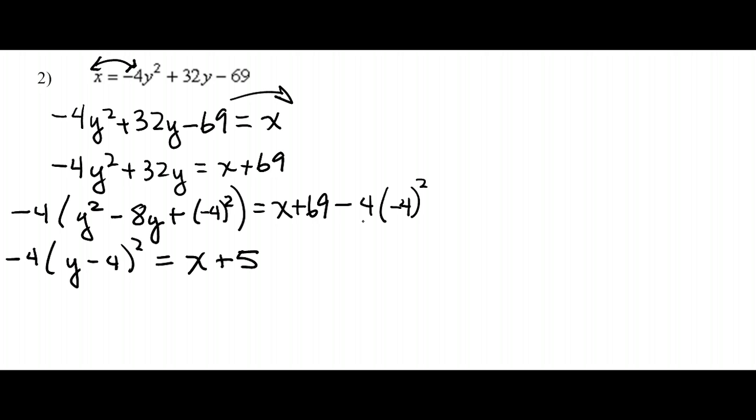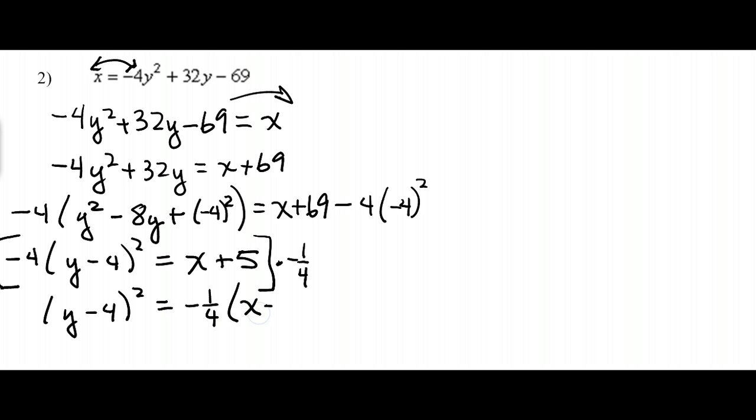And then again, I need it to have a coefficient here of 1, so I'm going to take this whole thing and multiply by negative 1/4. So when I multiply this negative 1/4 times that negative 4, I end up with 1. So on the left hand side, I've got y minus 4 squared, and on the right I've got negative 1/4 times x plus 5. Notice that I did not distribute this. This is how we want to leave our answer here so that it matches our standard form.